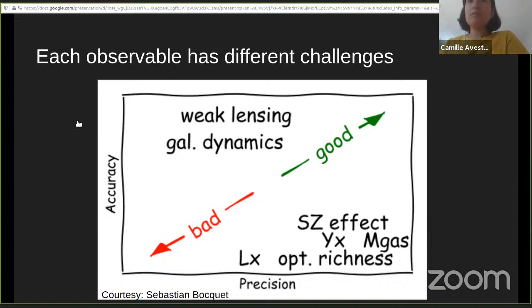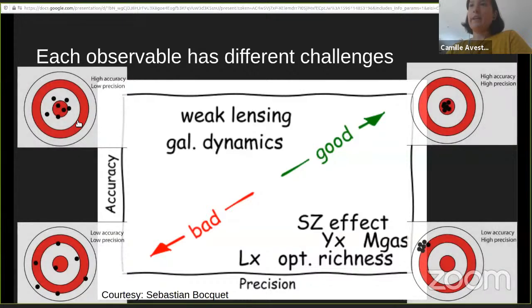So what's the takeaway from this? Well, no one observable is really going to do the entire job for you. And I'm a very visual person, so every time I hear accuracy and precision, I need a picture to see what that looks like.